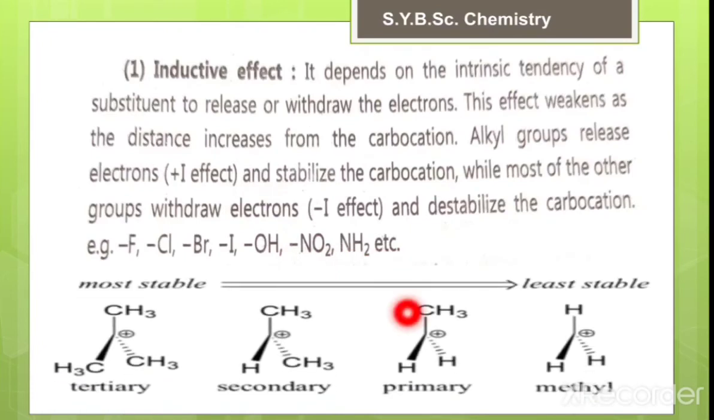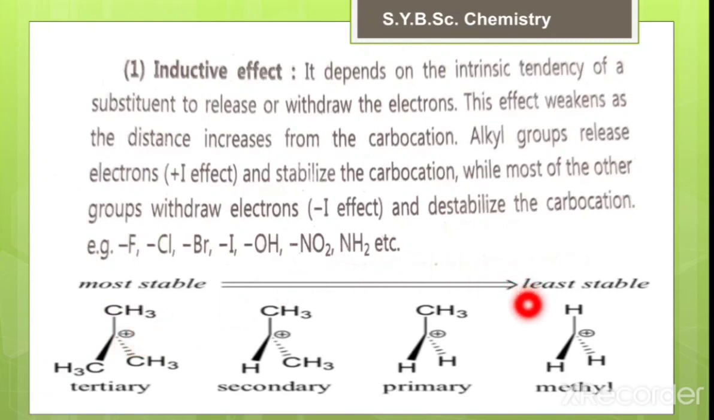Here the best example. Moving from left to right, this is least stable and this is most stable. Why? Because this is a tertiary carbocation. Why is this more stable? Because it has the 3 plus I inductive effect. That means each methyl group shows the plus I inductive effect. Therefore, the tertiary carbocation shows the 3 plus I inductive effect, and therefore this is more stable.